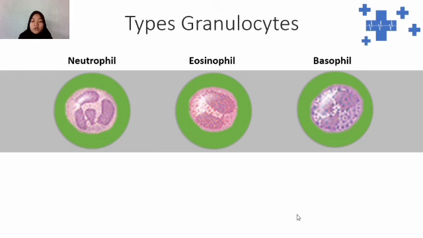Subplasmic basophils contain a large number of granules. These granules are usually large enough to cover part of the nucleus. Basophil granulocytes contain histamine, heparin, chondroitin sulfate, vasoactives, platelet activating factor, and other substances.